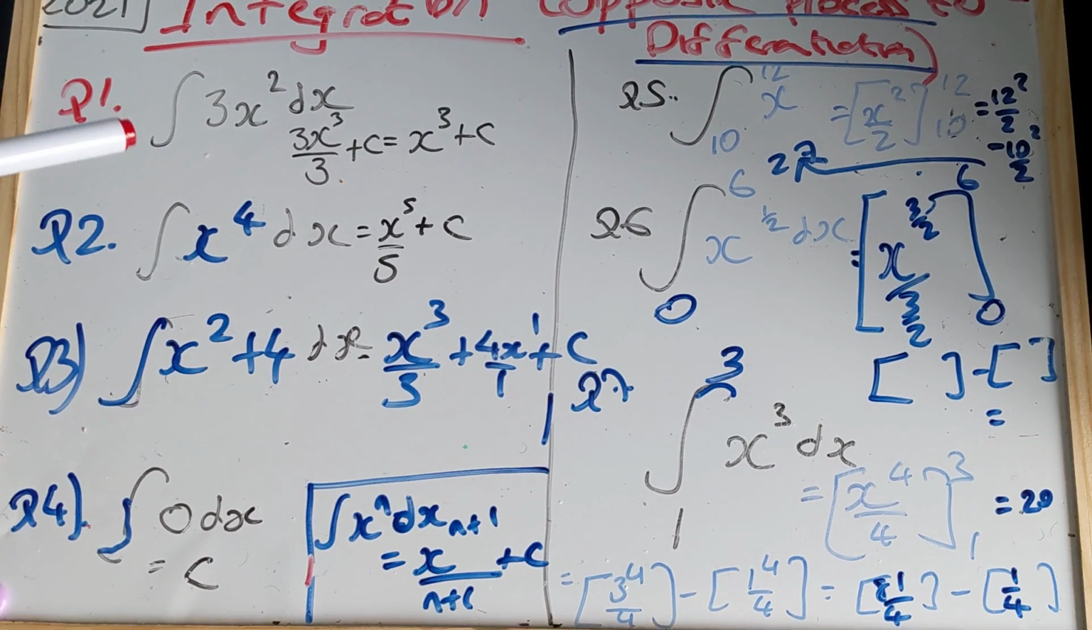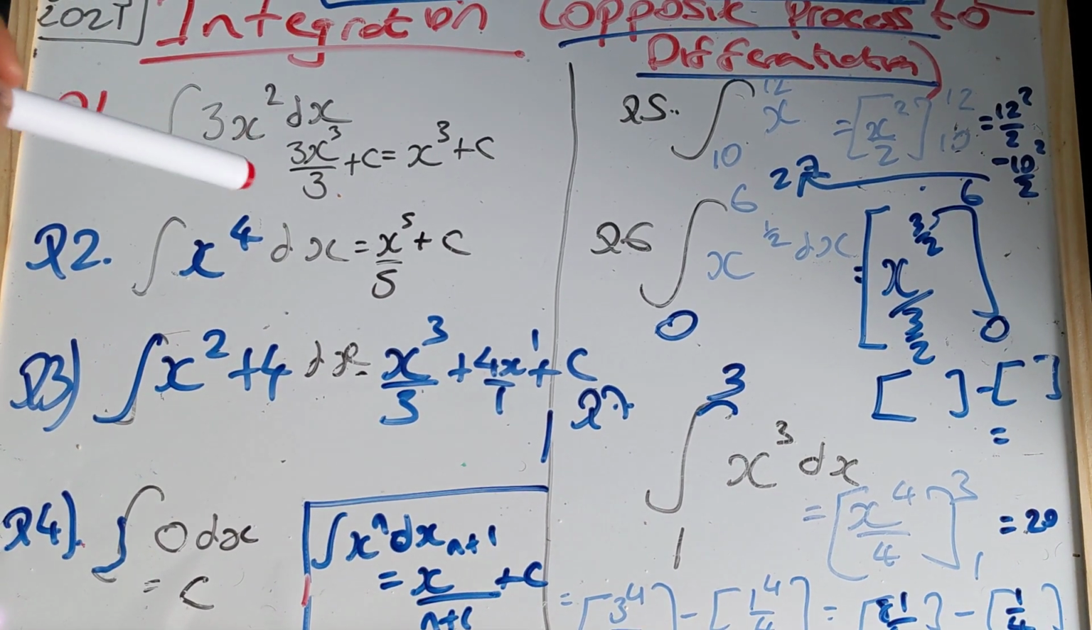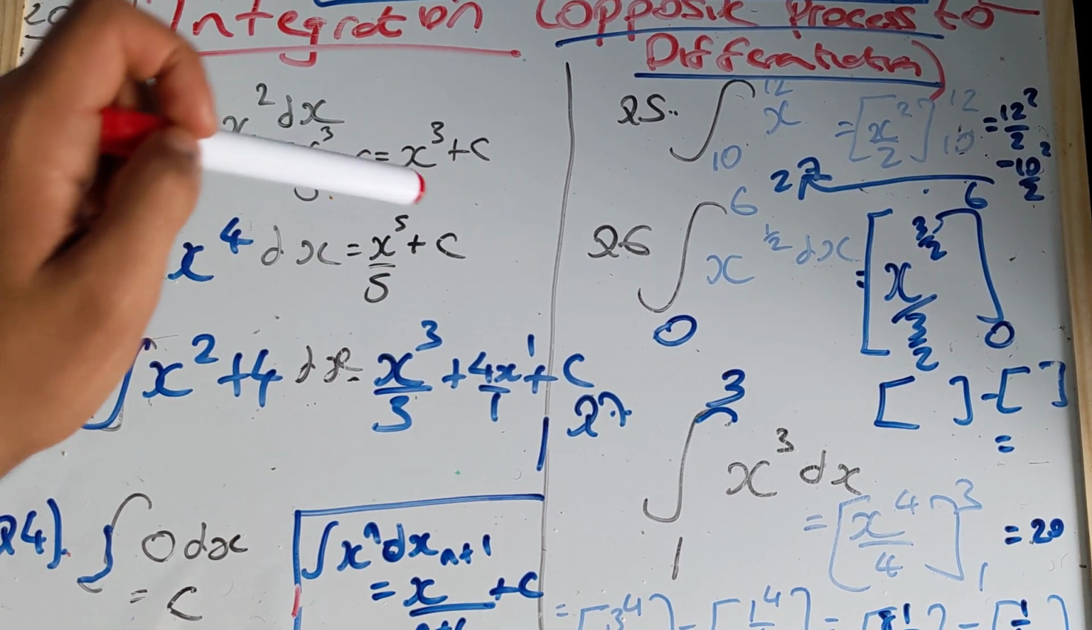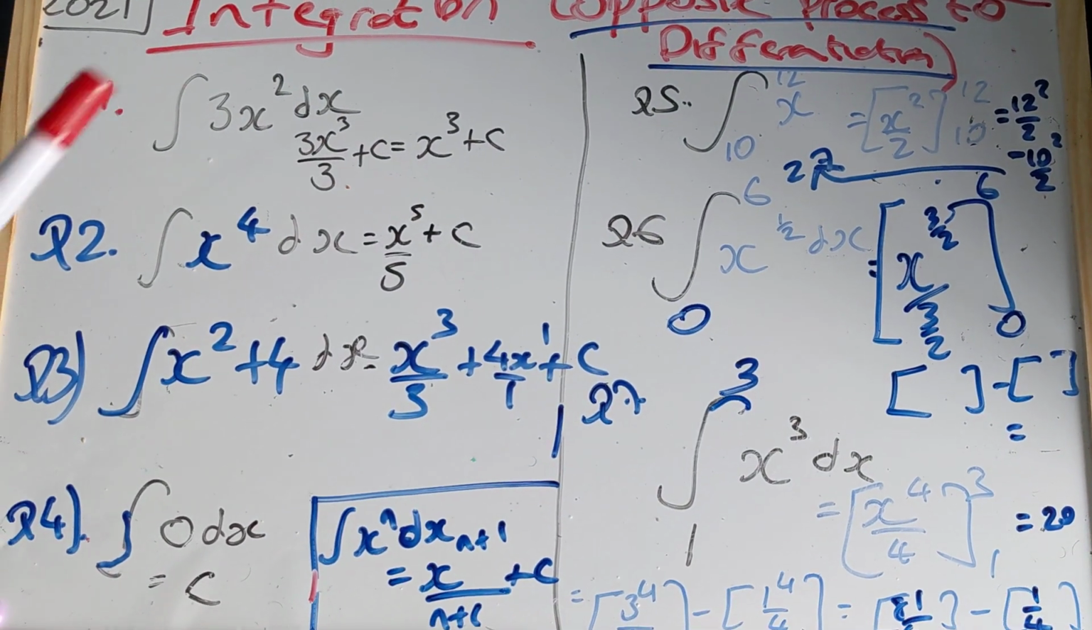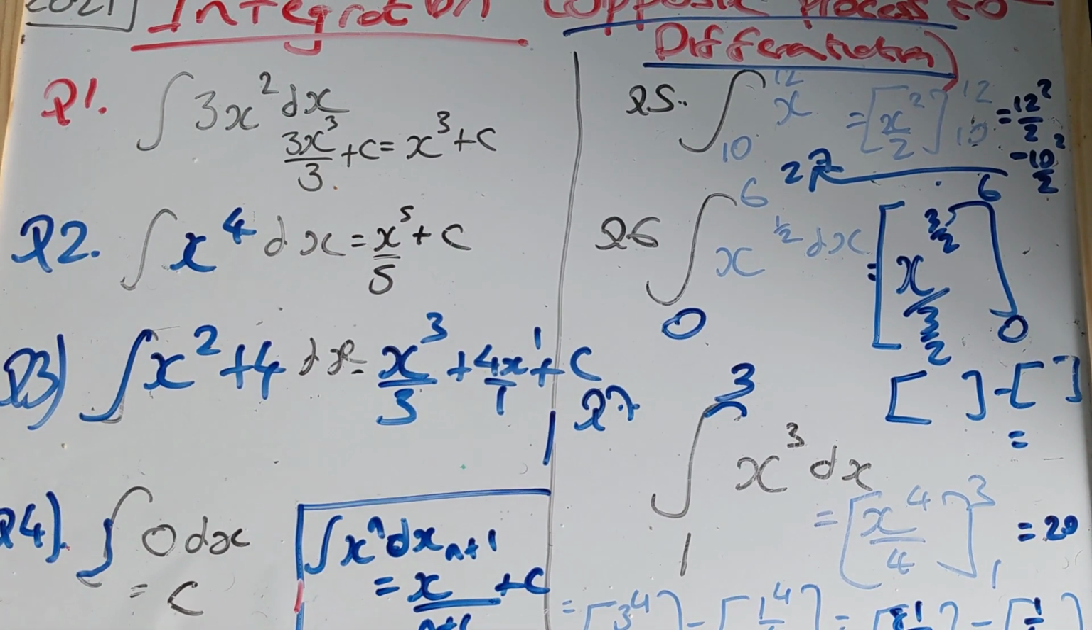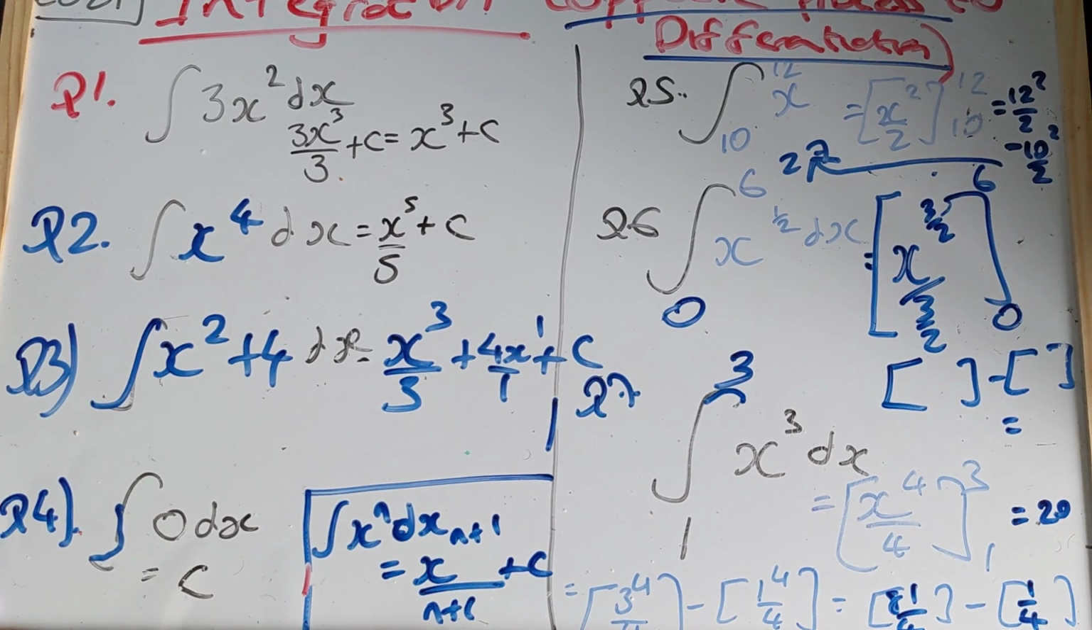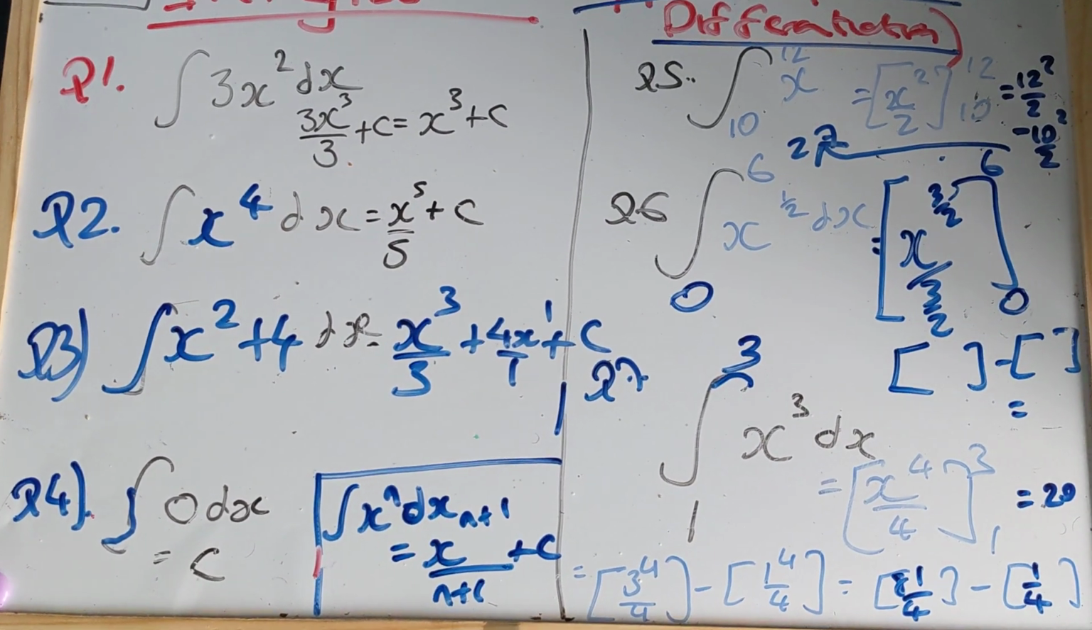Okay, right, next one, guys. The integral of x to the 4 dx. Add 1 to the power, divide by the power, plus c. So I get x to the 5 over 5 plus c. Okay, question number 3, the integral of x squared plus 4 dx.